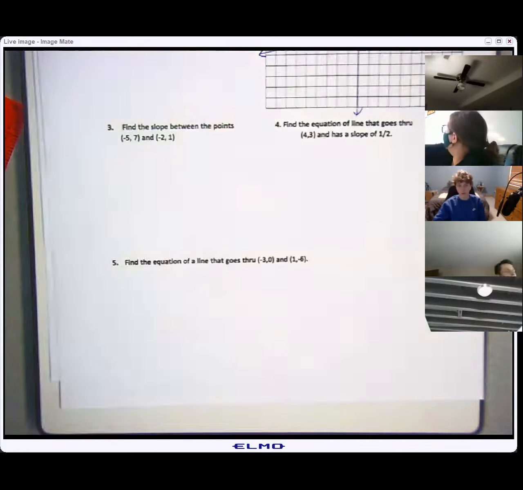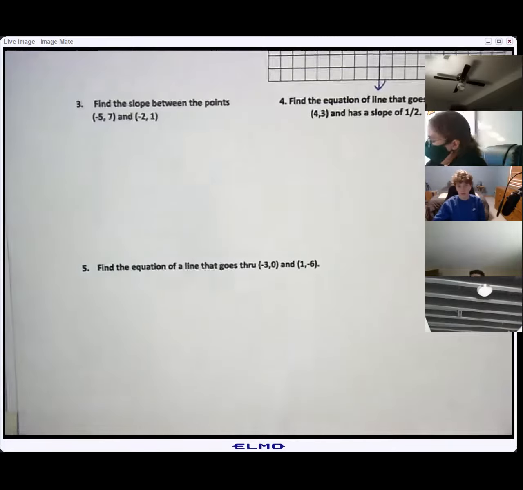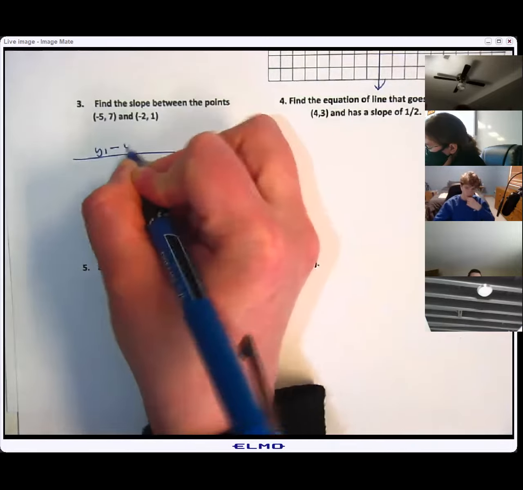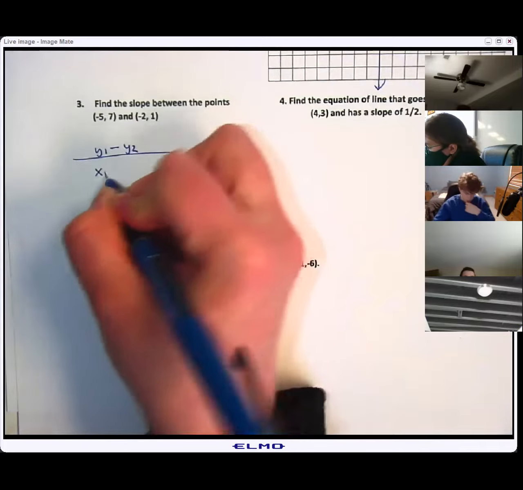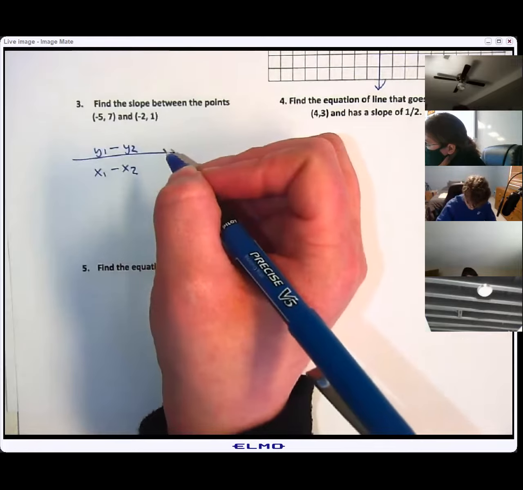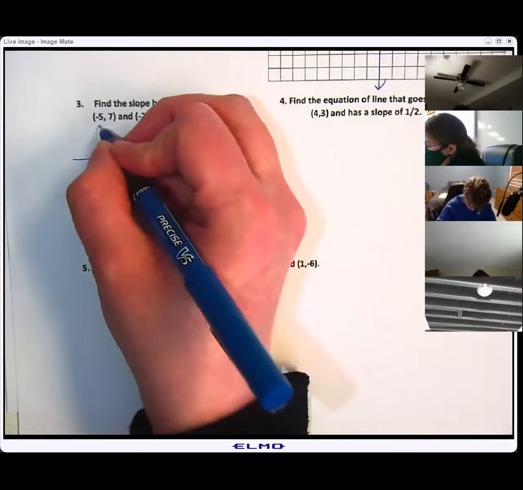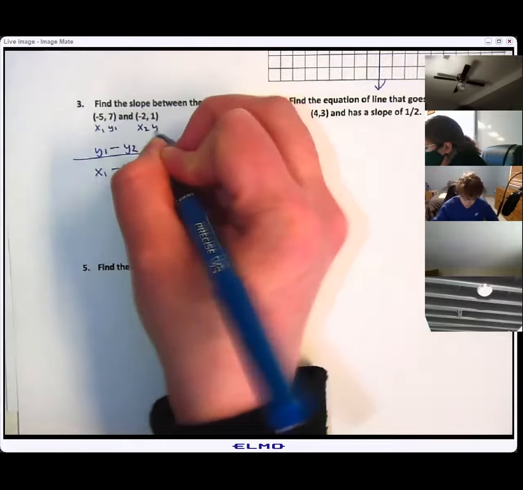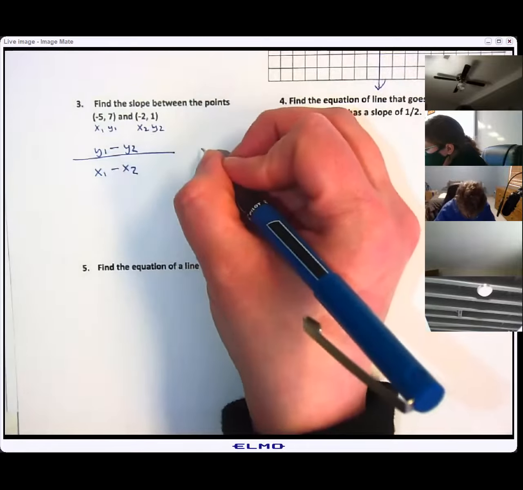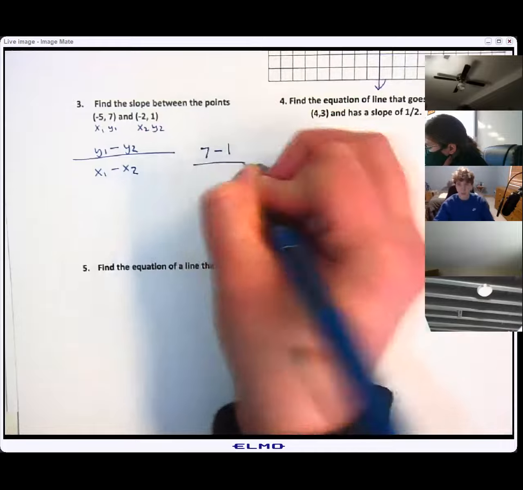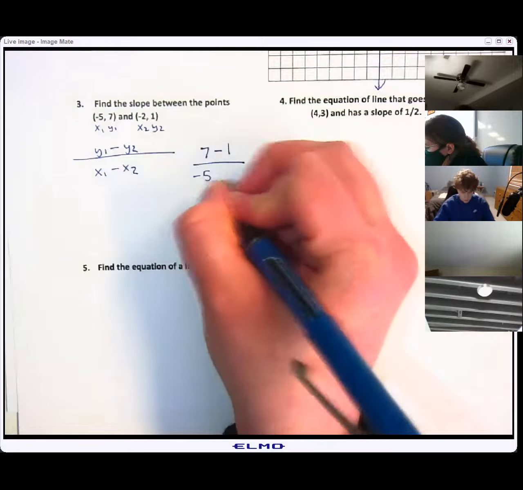Let's write down the formula first, TJ, for people who didn't write it down, and maybe tomorrow on the quiz they don't know it. Y2 minus Y1. Beautiful. Which one did you choose as your X1, Y1? Is it the negative 5, 7? Okay, go ahead. On the top, I put 7 minus 1. Perfect. And on the bottom, I put negative 5 minus negative 2.